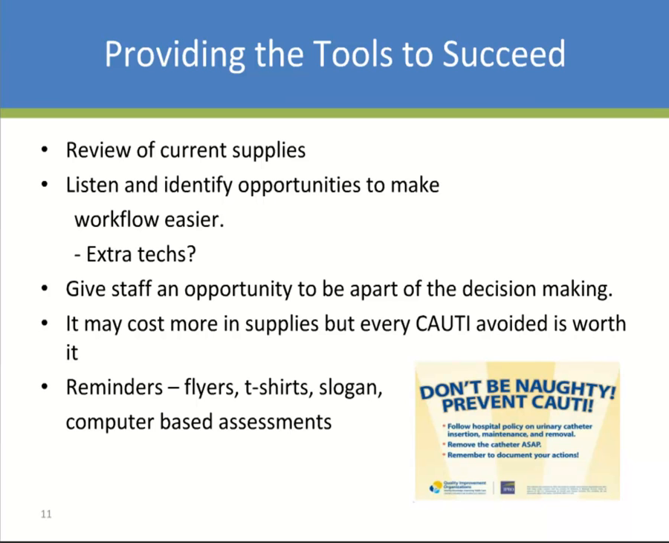Certainly review your current supplies. We found we had one condom cap size only. We've expanded that. We've expanded to better chucks, premium chucks, because we also worked with our pressure ulcer department, our wound nurses, to reduce those, make sure that that wasn't going to affect them. But listen and identify opportunities to make workflow easier. So listen to those nurses, because as we all know, you're taking these catheters out, which at the end of the day, if you can reduce utilization, you're going to reduce your CAUTI rates. We saw that time and time again.